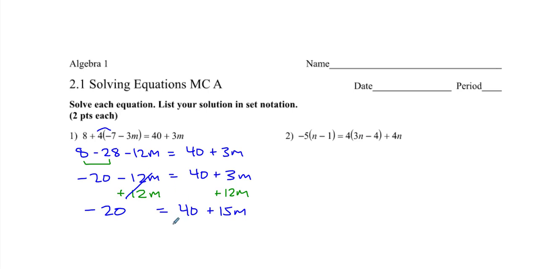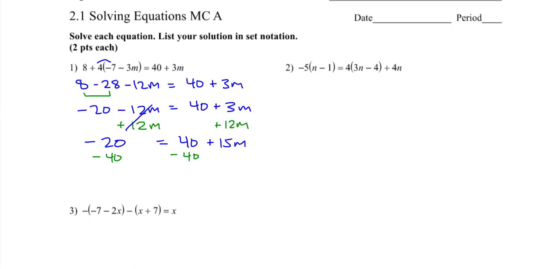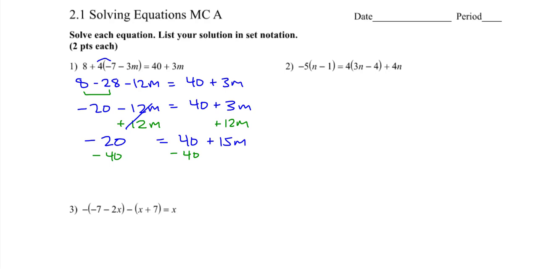Okay, now I want to get my non-variable terms to the opposite side. Since my variable's here on the right, let's move our number terms to the other side. Okay, so I got this minus 40. Let's see here. Negative 20 minus 40 is negative 60. This is equal to, those go away, we got 15m. Now we get rid of the coefficient by dividing by the coefficient. 15 and 15. Negative 60 divided by positive 15 is going to be a negative 4. This is equal to m.